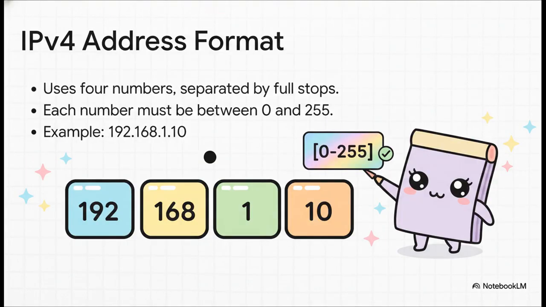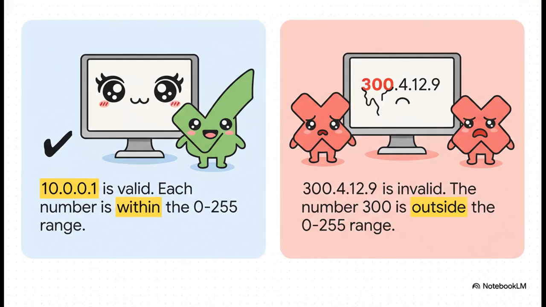The most common format, the one you'll see most often, is called IPv4, and it has a very specific structure. It's always made up of 4 numbers, and each one is separated by a full stop. Now, the crucial rule to remember is that each of these 4 numbers has to be somewhere in the range of 0 to 255. And we can see that rule in action right here.